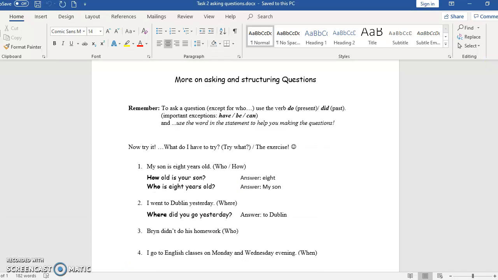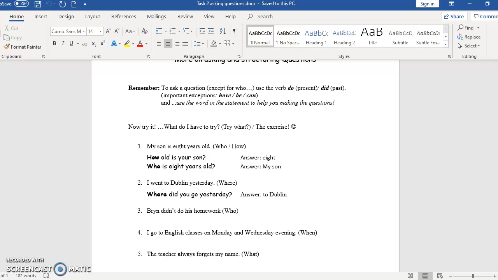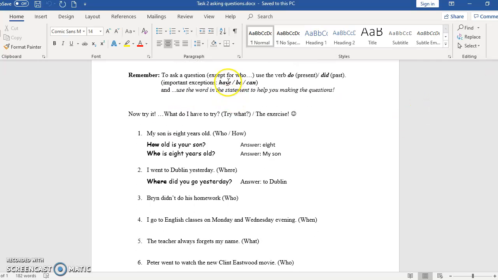I want you to make the question with the question word. Now, I have again put down, remember, except for who, use the verb do in the present or did in the past, or of course does if it's third person singular. Exceptions are with have, be and can. Then you don't need to use do. You can use them as help verbs to ask the question. The first one I have done for you, oh, actually the first two I did for you.